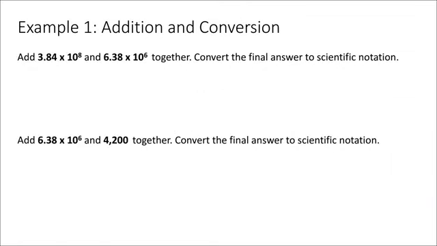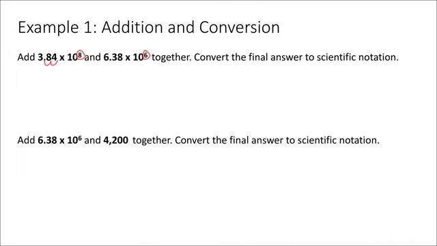To add two numbers in scientific notation, you'll first need to make sure that they have the same power of 10 exponent. And so in this case, 3.84 times 10 to the 8th and 6.38 times 10 to the 6th have different powers of 10. This one's to the power of 8 and this one's to the power of 6. So I can either turn 3.84 into a power of 6, 10 to the 6th, by moving the decimal place over 2 to the right.